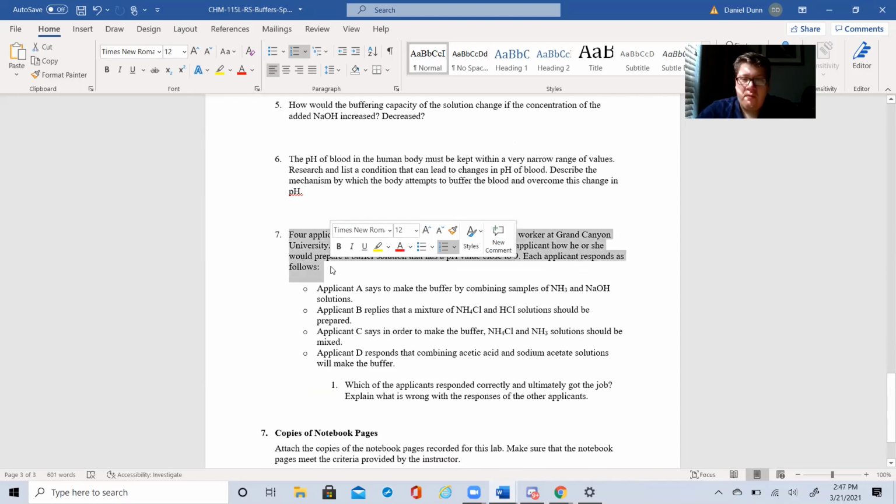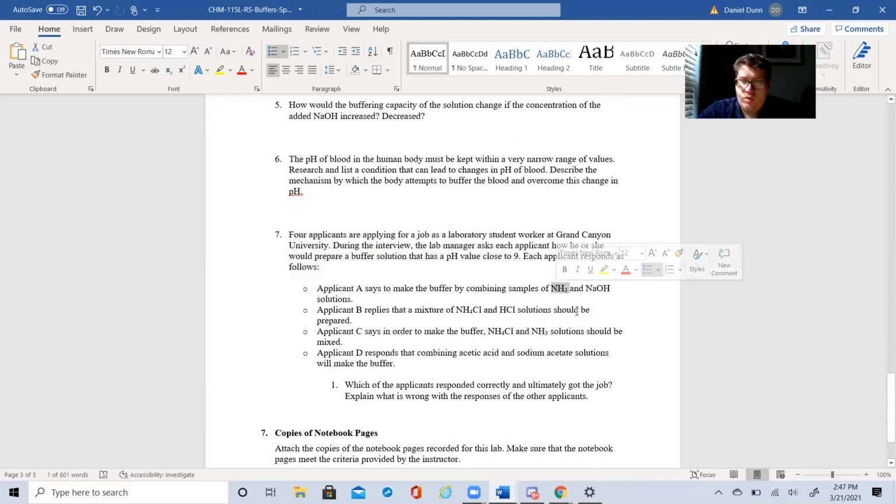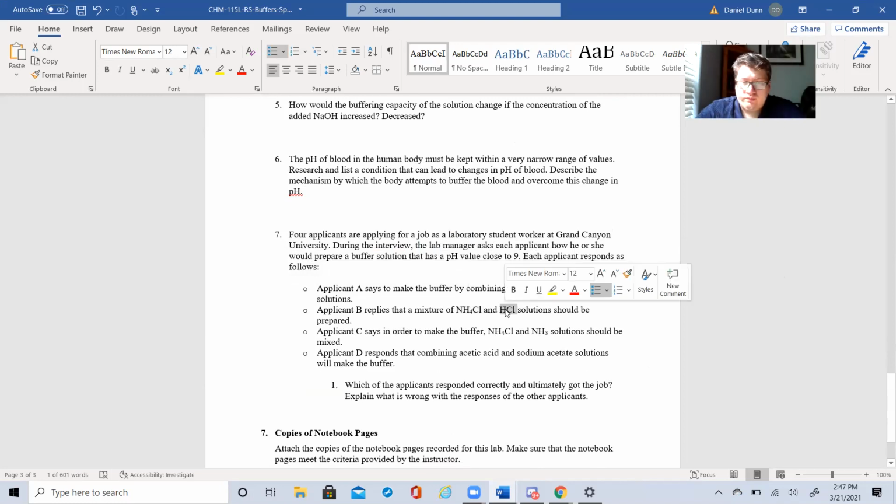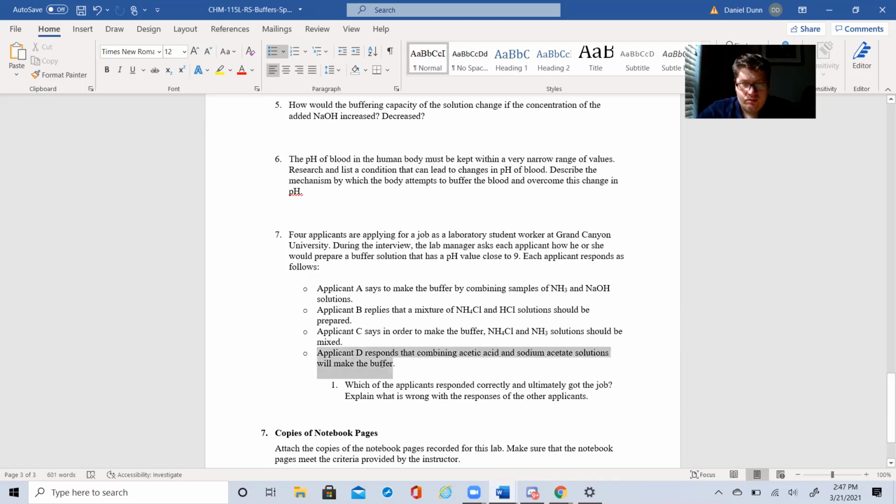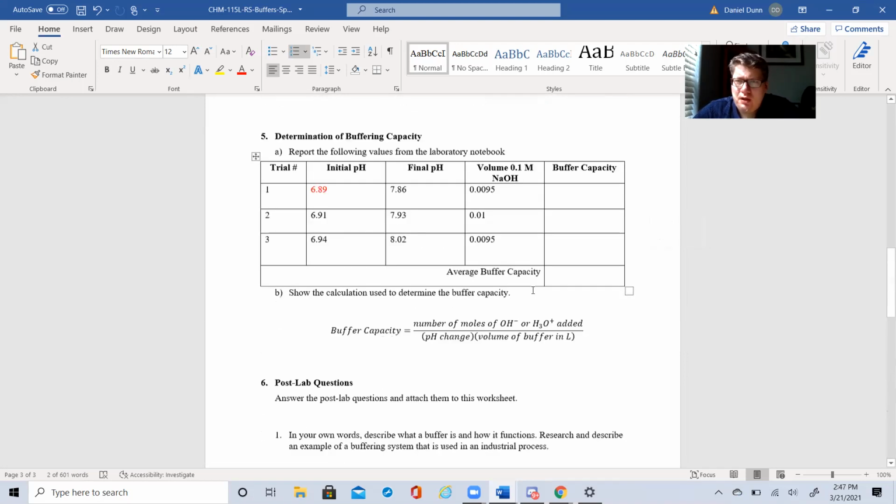This right here, you have to tell me which one of these people will be hired based on their answers. So, is it a strong acid or weak acid? Sorry, strong or weak acid, strong or weak base. What makes a buffer? Same thing there. Same thing there. This one just tells you in words. Hint, hint, wink, wink. This one, look up the pKa value and see if it's close to 9. If it is, they're correct. If not, they're wrong.